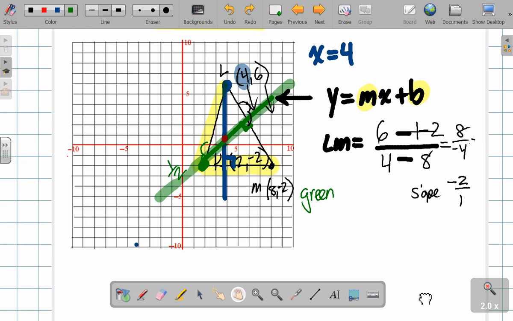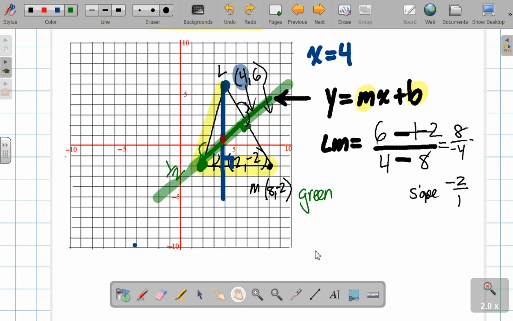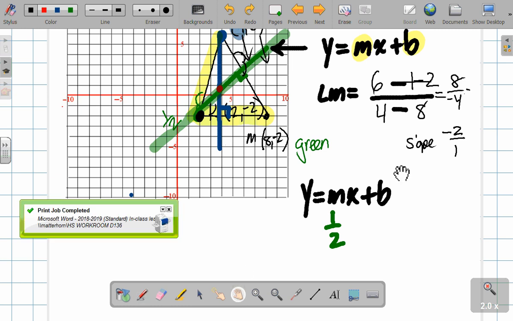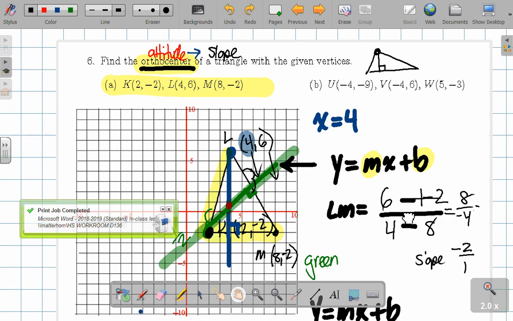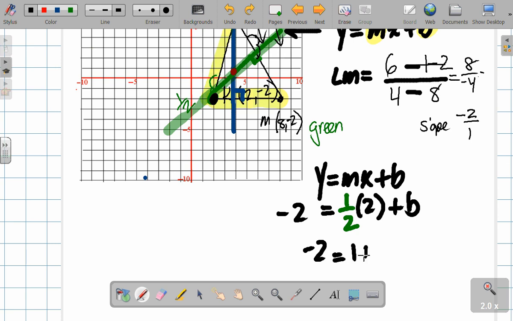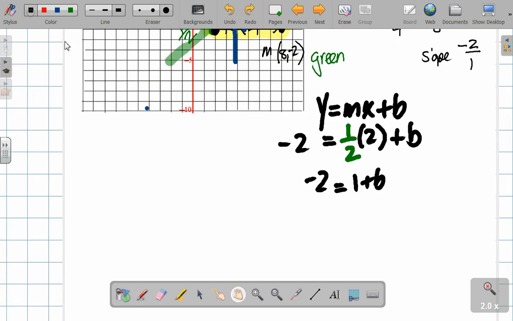Now we want the equation of the green line. So we're going to do y equals mx plus b. And we just found our slope is 1/2. The point we're going to use for our coordinate is K, because that's the point we're going through. So we need to come up here. K is 2 and negative 2. So 2 goes here, negative 2 goes here. Negative 2 equals 1 plus b.